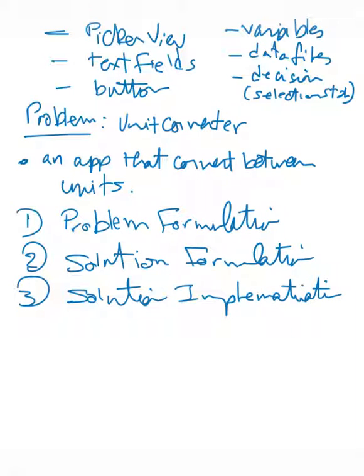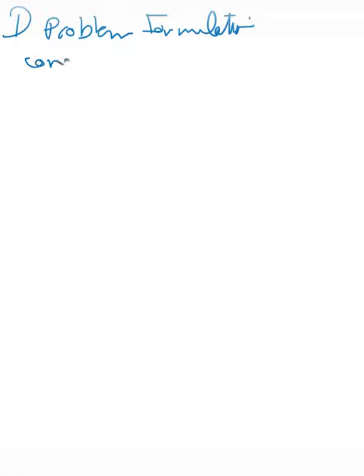Hello. So after outlining the initial steps for the problem, let's go ahead and start formulating our problem. So step number one, problem formulation. Our goal is to understand exactly what we need to do and thus drive what we call the scope of the solution. Here the problem is to convert between units. So how do we convert between units?